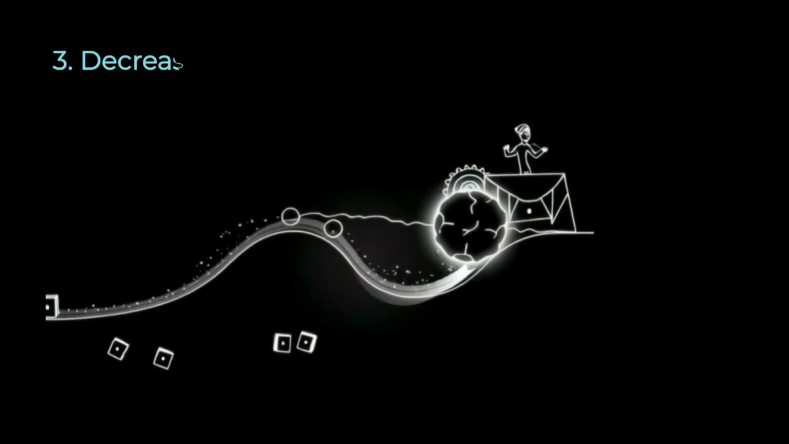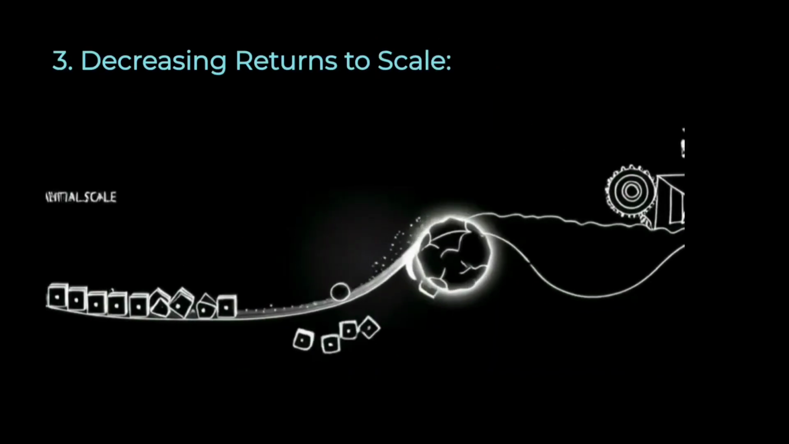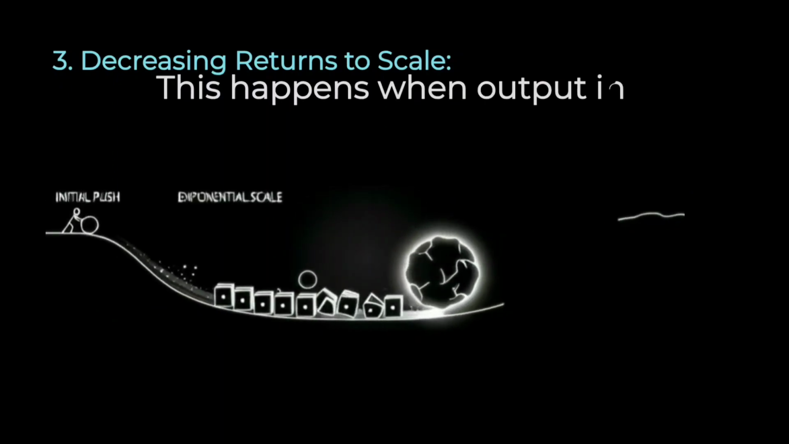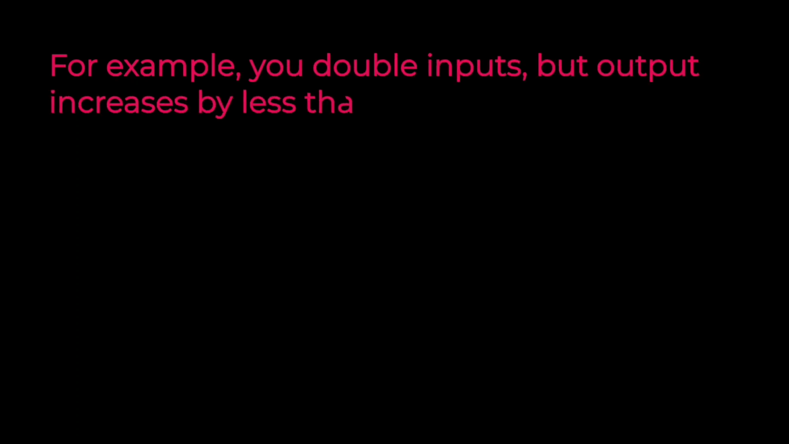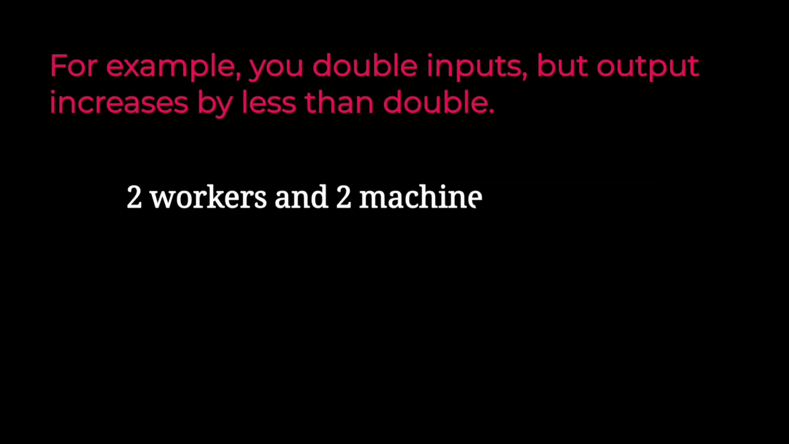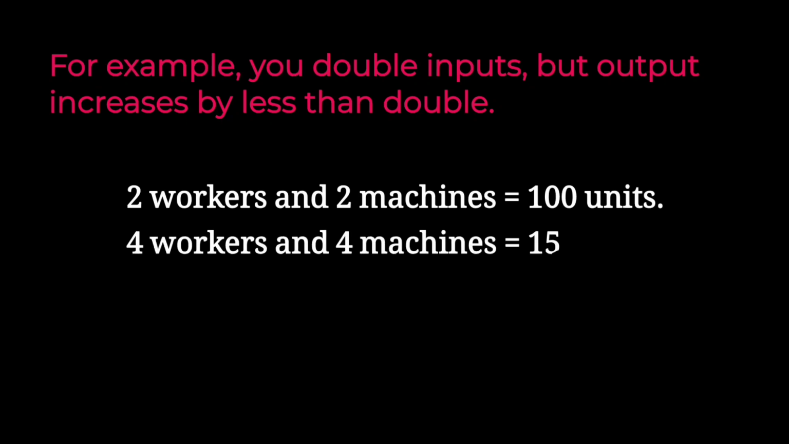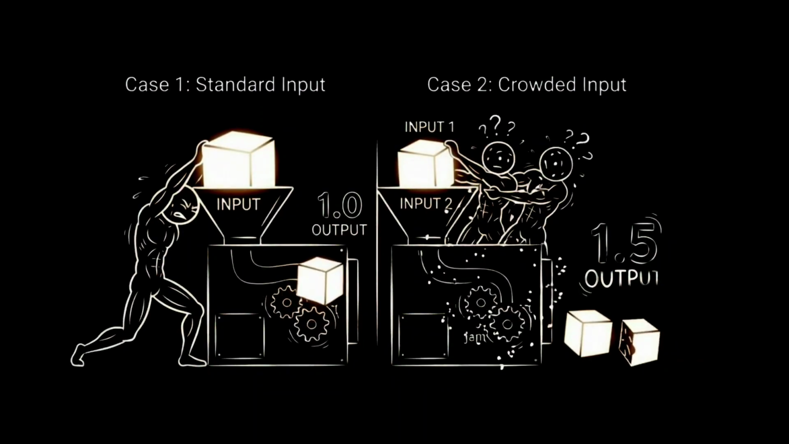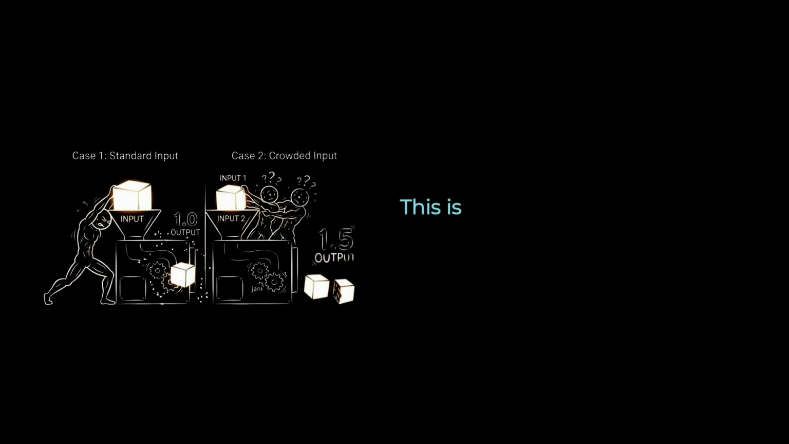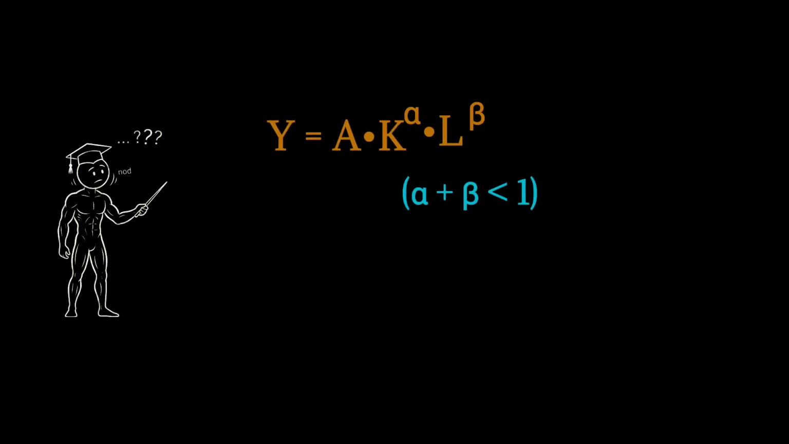The third type is decreasing returns to scale. This happens when output increases by less than the proportion of inputs. For example, you double inputs, but output increases by less than double. 2 workers and 2 machines gave 100 units. 4 workers and 4 machines gives only 150 units. Inputs doubled, but output did not double. This is decreasing returns to scale. In the Cobb-Douglas function, this happens when the sum of powers is less than 1.